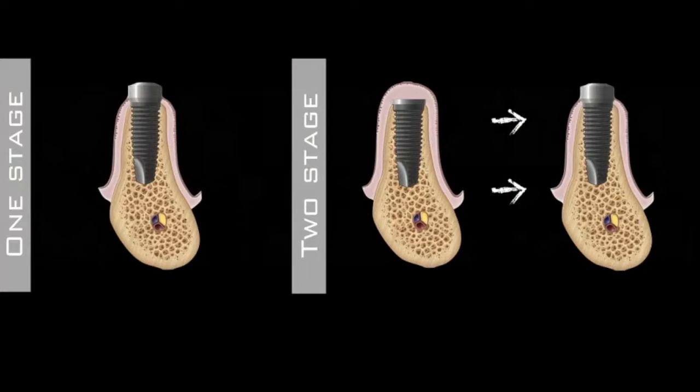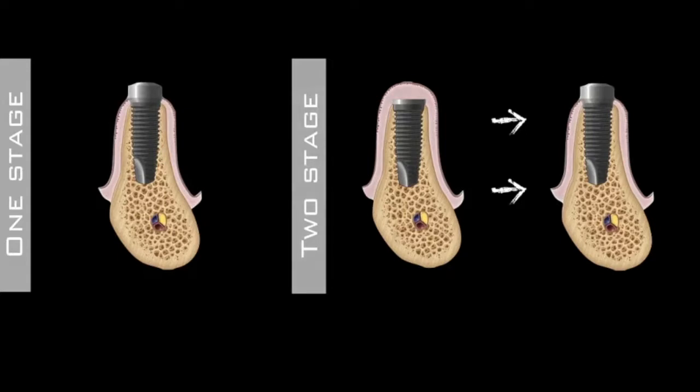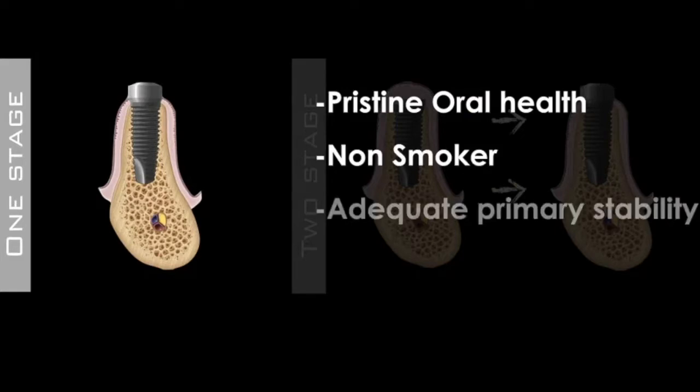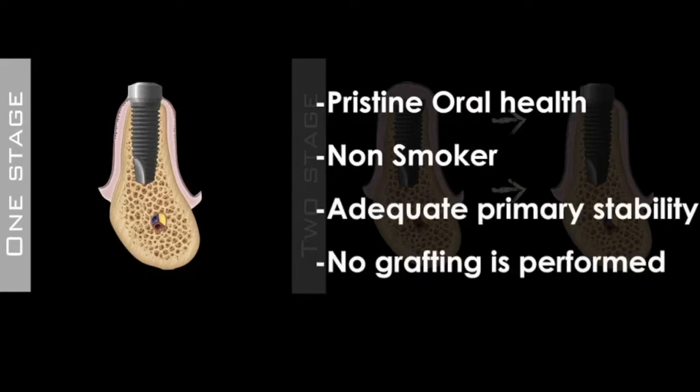And when you're doing your second stage and putting that healing abutment, always take into consideration the amount of keratinized tissue that you're going to have in that area. So with pristine oral hygiene, non-smokers, adequate primary stability, and no grafting misperformed, go ahead and put a healing abutment. We'll avoid one surgical procedure for you and for your patients.